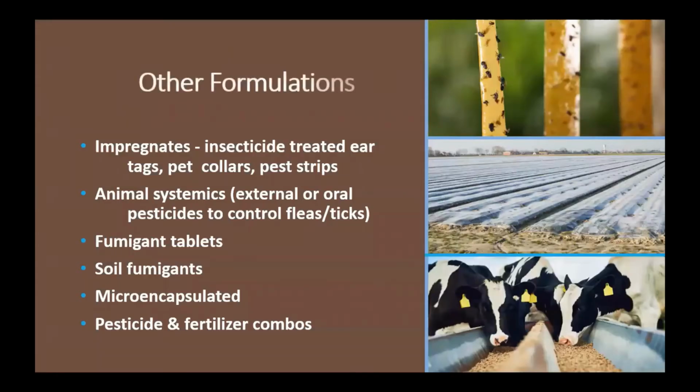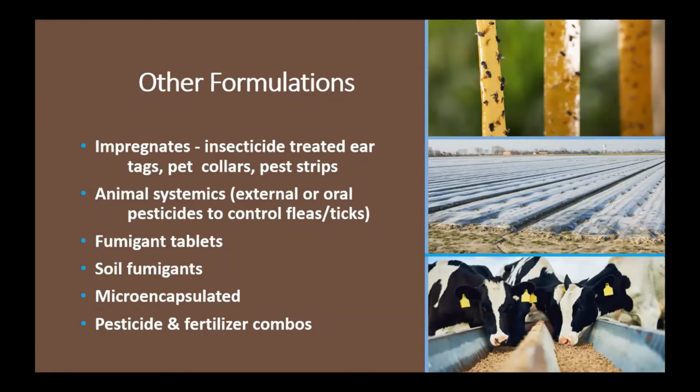There are several other ways pesticides are formulated and delivered. A few examples are impregnants, insecticide-treated ear tags, pet collars, or pest strips. Animal systemics, external or oral pesticides to control fleas and ticks. How many of you have dogs? Have you ever placed the flea and tick drops on the back of their neck? There are also flea and tick control pills. Both work once the pesticides work their way into your pet's system. When fleas bite the dog, the pesticide starts working on the flea.